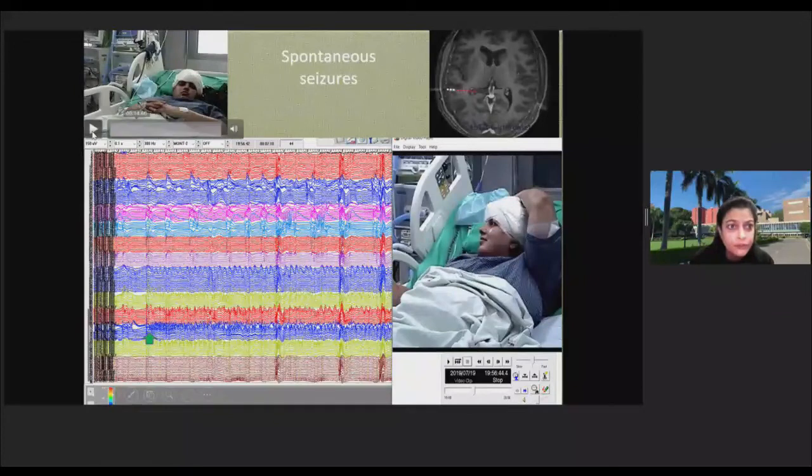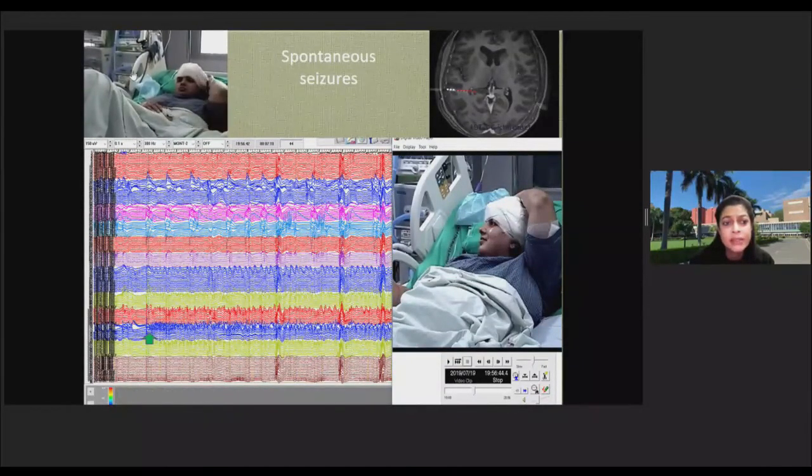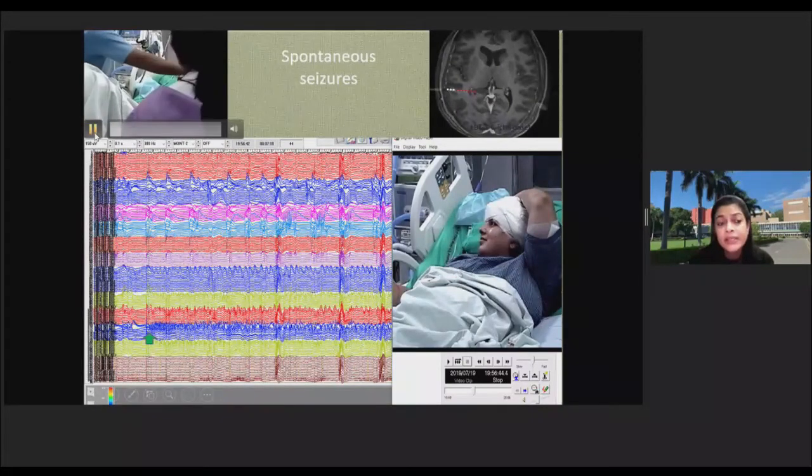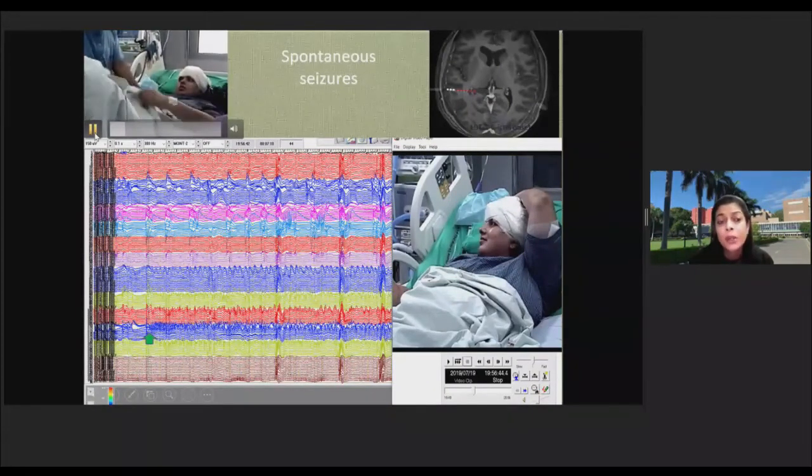I will not show the video of the event. The event was very typical of what she had had, but in the event in the SEEG implantation, she had a lot of oral automatisms, which... she's not responding.